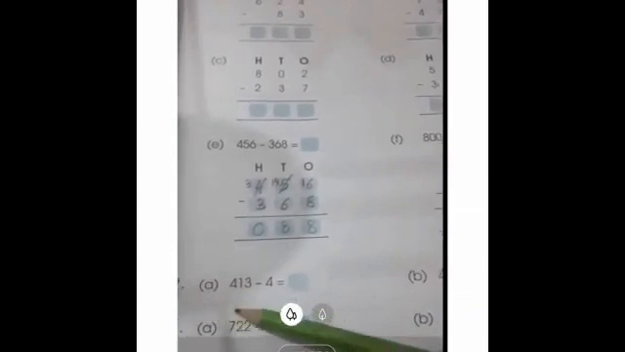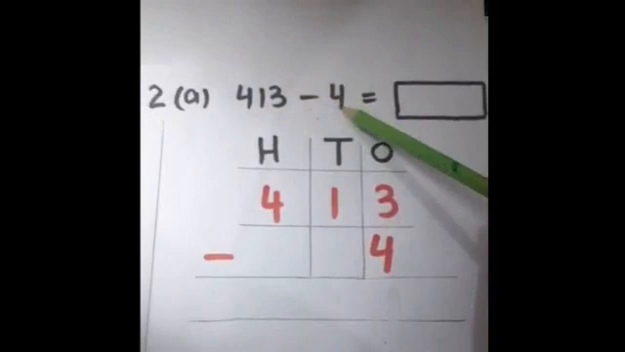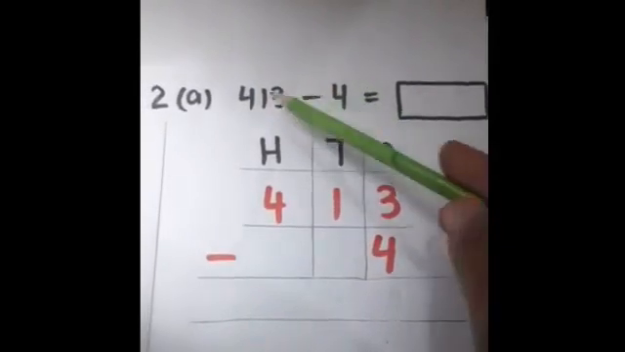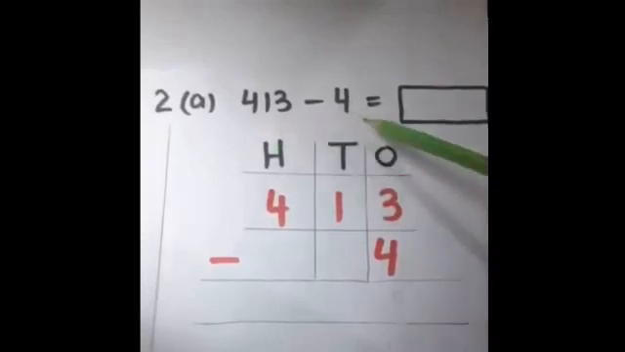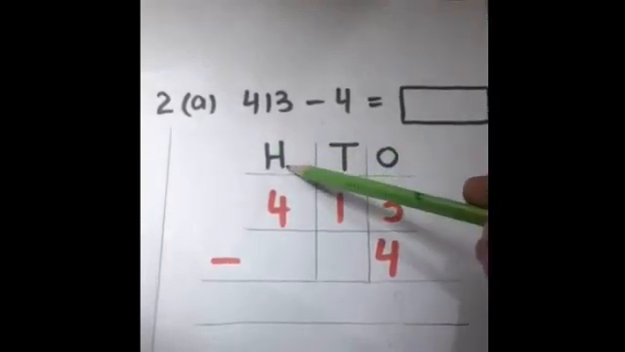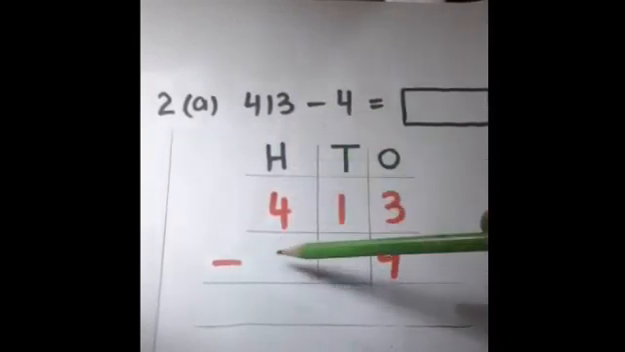Now let's move to the next question. It's question number 2, part A. 413 minus 9 is equals to dash. I have written this example on a paper. Let's see, 413 minus 9, it means subtract 9 from 413. There are 3 digits, so I have written 3 place values. Now you will put this number over here and this number over here.